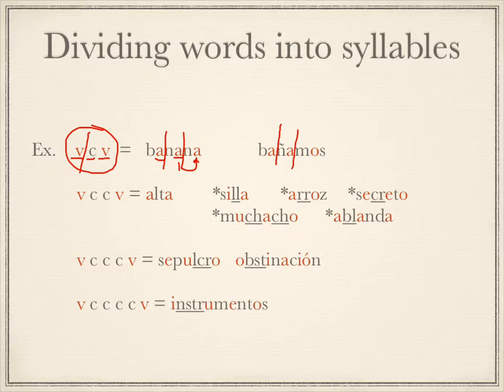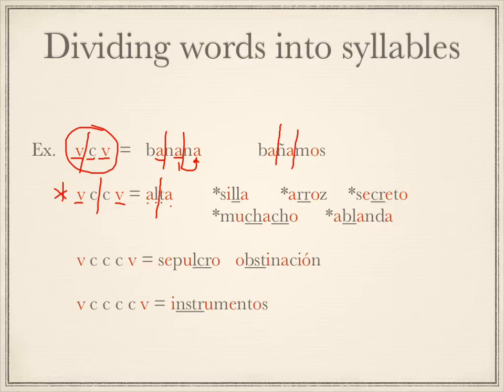Now we are at that second part, where we have a vowel, two consonants, and another vowel. Here, generally speaking, we divide it right in the middle. Like alta. We have a vowel, consonant, consonant, and then vowel. So here, we're going to divide it right here. But here are some interesting examples. With silla, we had a little star there. Didn't see that coming, did ya?